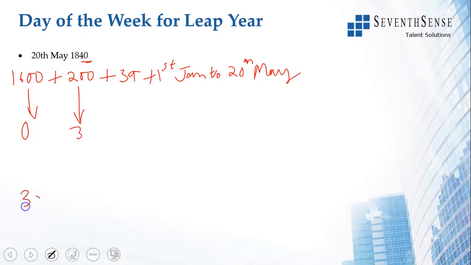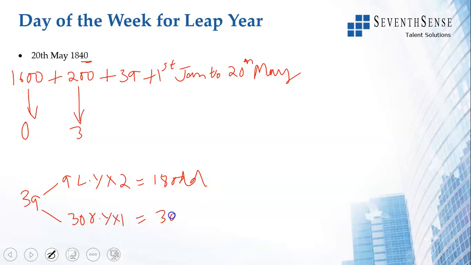In 39, I have 9 leap years because you divide by 4, you get 9 with some remainder. So 9 leap years into 2 is 18 odd days. 30 ordinary years into 1, so 30 odd days. So total of 48 odd days. So we'll add 48 here. In 39 years, I have 48 odd days.